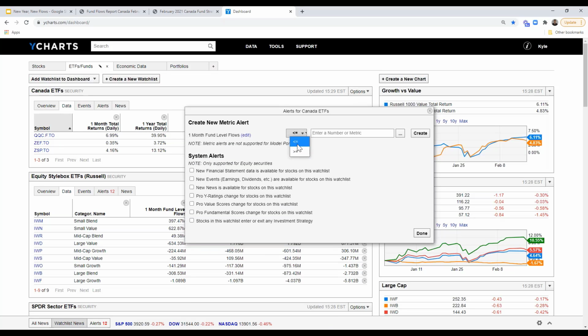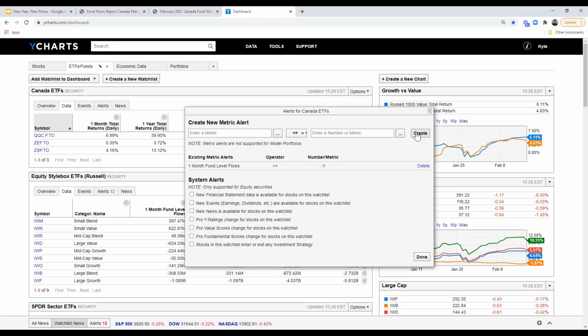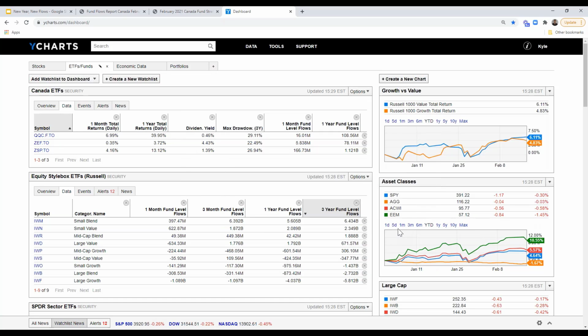And I have my toggle here. We want it to be less than or equal to. You can't use 0. That's going to give you a system error. So what I do is I just put -1 to keep things simple. -1 meaning $1 of outflows. So anything that goes below $1 in net flows or negative flows, that's going to send you a notification. So we'll go ahead and click create. We'll click done. It does not trigger retroactively, so it'll be set from this point going forward.